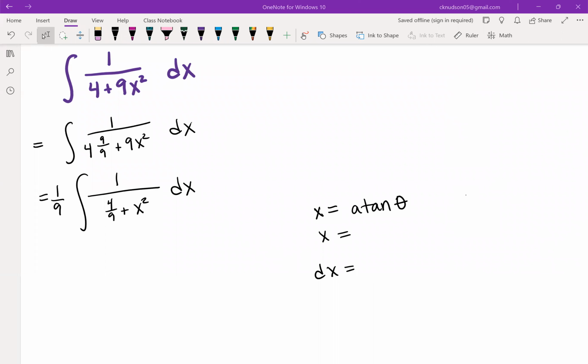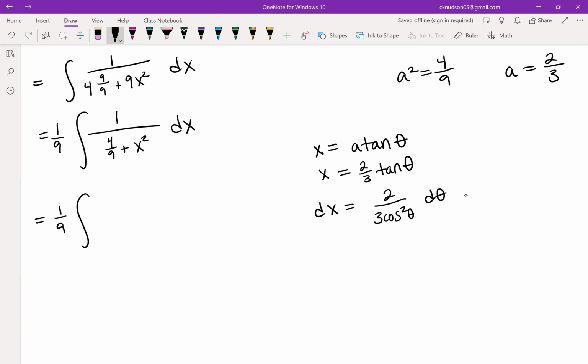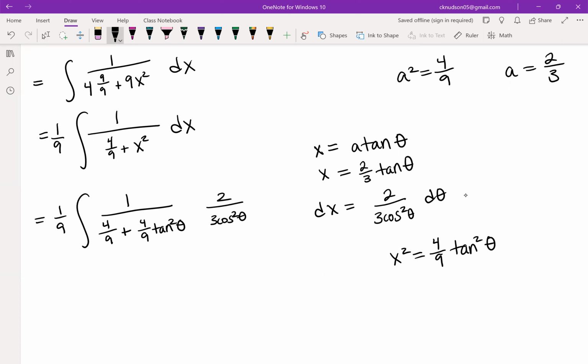Now that we have our integral in this form, we can go ahead and apply the trig substitution of x equals a tan theta. In our case, we can see that a squared is equal to 4/9. So that means that a is equal to 2/3. So we're going to use the trig substitution of x equals 2/3 tan theta. And that means that dx is 2 over 3 cosine squared of theta d theta. So let's go ahead and do this substitution. We have 1 over 4/9 plus, then we can see we have x squared. X equals a tan theta, so that means that x squared is a squared, or 4/9 tan squared of theta. So we have 4/9 tan squared of theta, and then dx is equal to 2 over 3 cosine squared of theta d theta.